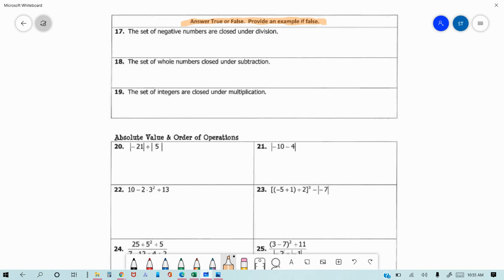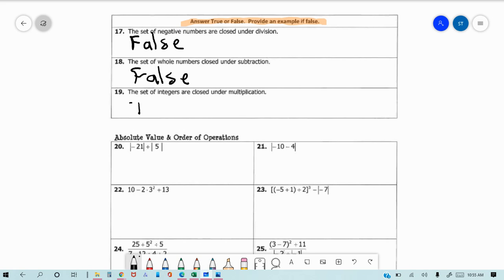Okay, your first one is false. Whoops. I still had it on highlighter. Sorry, guys. Your first one is false. Your second one is false. And your third one is true. Okay, so examples of this: -6 over -2 is equal to 3. Okay, another example, and you don't have to write this down, I'm just showing you: 5 minus 9 is equal to -4.